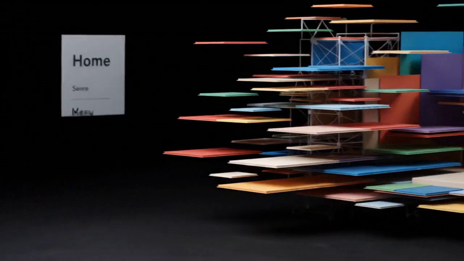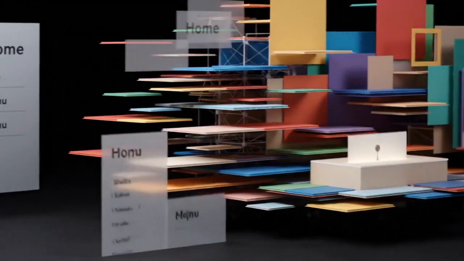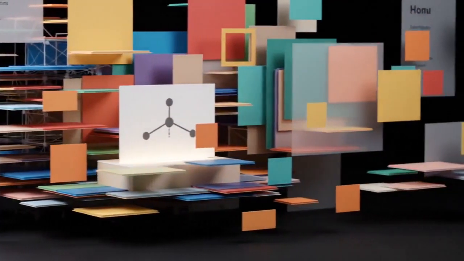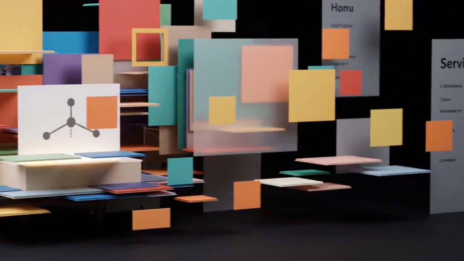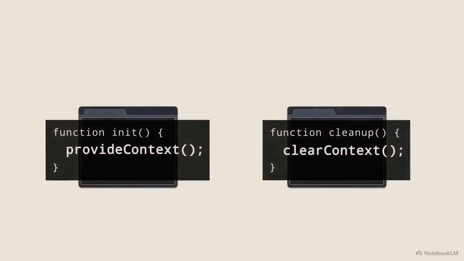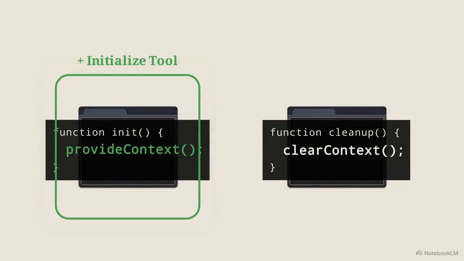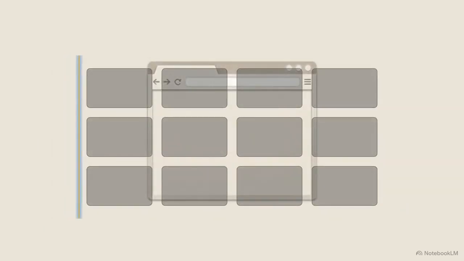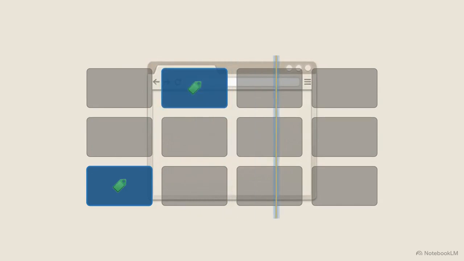Modern sites, especially single-page applications, are highly dynamic. Menus open and forms appear without the browser ever fully refreshing. To handle this, developers use hooks called Provide Context and Clear Context. These provide live updates, informing the agent which tools are active at any given moment.